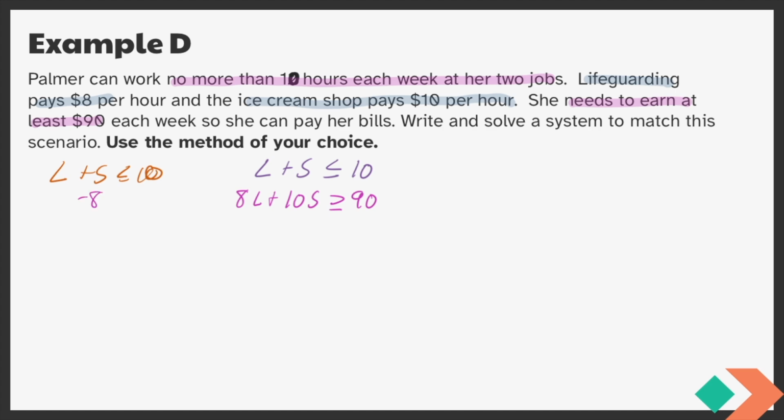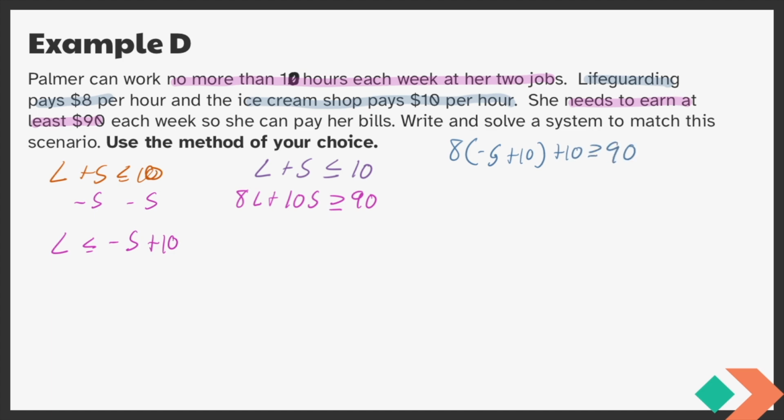That's an 8. I want to be able to subtract S. So I'm going to subtract S on both sides. When I do that, I'm going to get L is less than or equal to negative S plus 10. And again, I've got an 8 here. All right, so now that I've got that variable isolated, I'm going to go ahead and plug it into my other inequality. So to do that, I've got my 8 here. I'm going to take my parentheses. I've got negative S plus 10, close parentheses, plus 10S is going to be greater than or equal to 90.